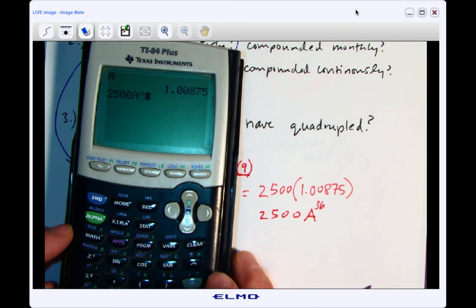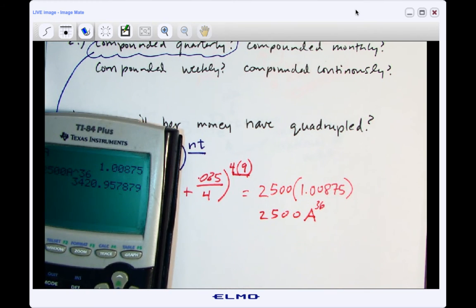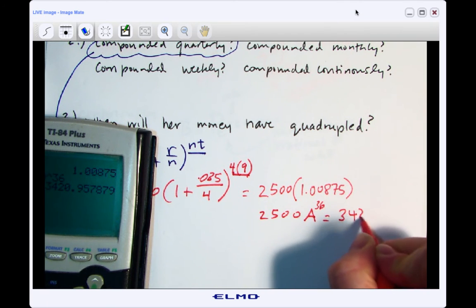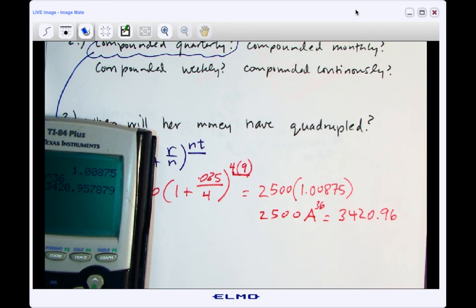So here's my caret and my 36. And this time, it should come out pretty similar to what we had before, but actually a little bit more. And hopefully, I'm going to round it to 96, because that's to the nearest penny.